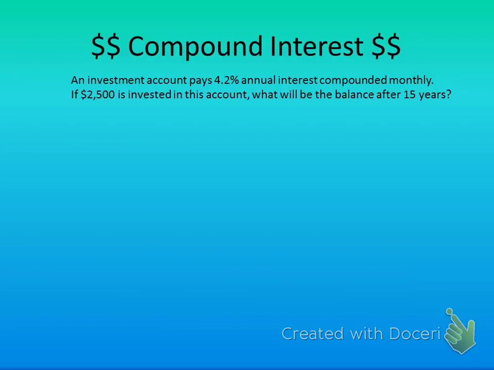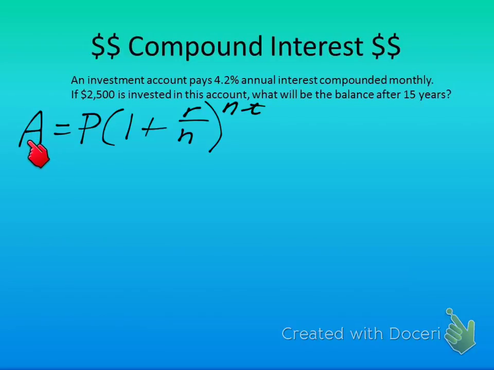So number one on these, an investment account pays 4.2% interest compounded monthly. If $2,500 is invested in this account, what will be the balance after 15 years? You plug it in. So A equals P times (1 plus R over N) to the NT power. All of these in this part of the chapter are going to be solving for A, by the way. We don't know what A is, that's what we're going to find every time.